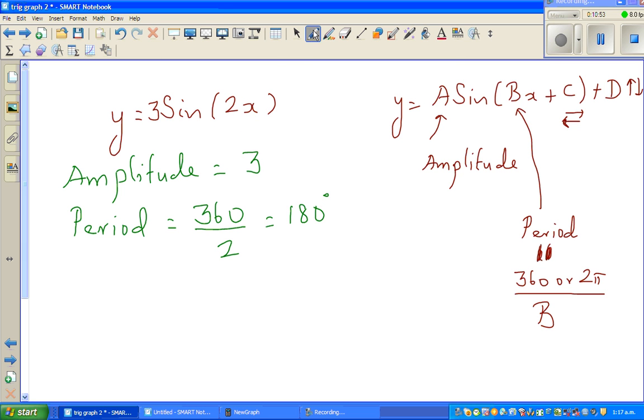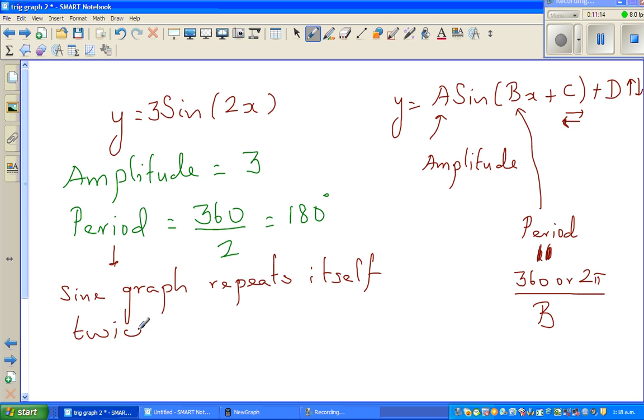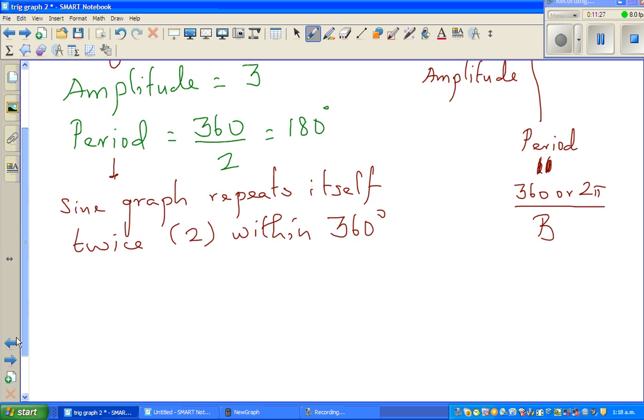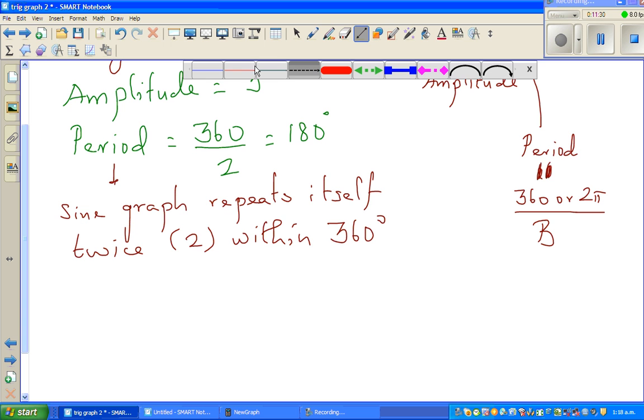Okay, so let me write that. This means that the sine graph in this case repeats itself twice. Okay, and that's what the 2 tells me. So if it repeats twice within 360 degrees, that's the important thing, within 360 degrees. So if you want to draw the graph, these are the 2 pieces of information, and that's sufficient to draw the graph.